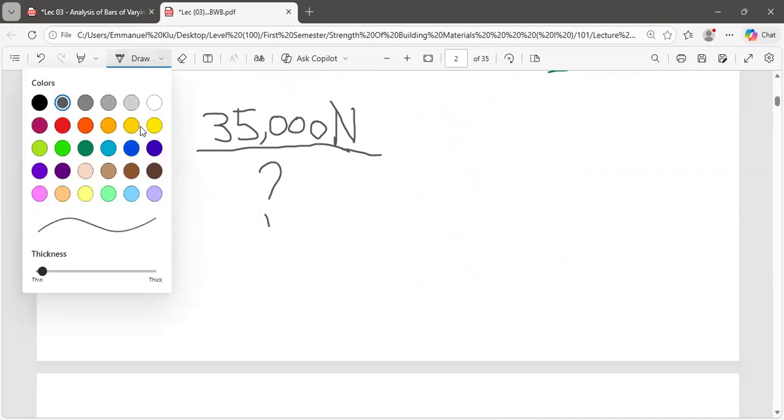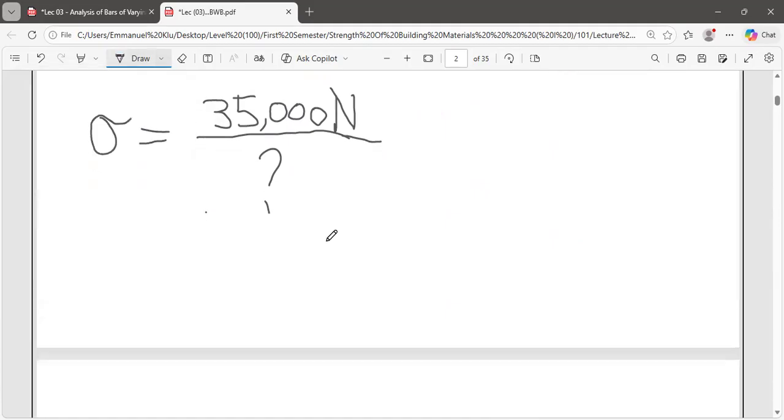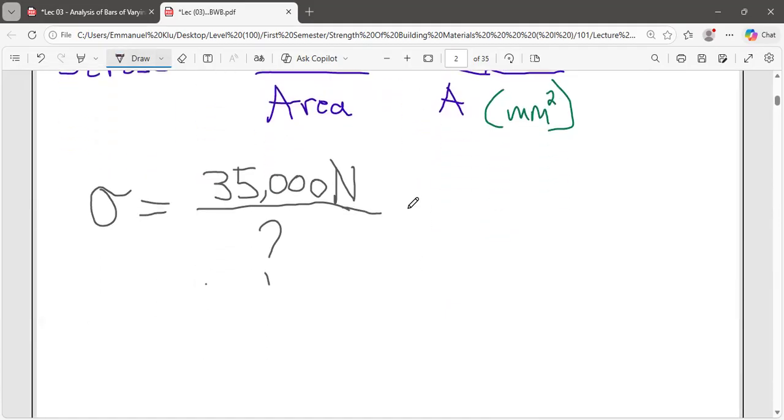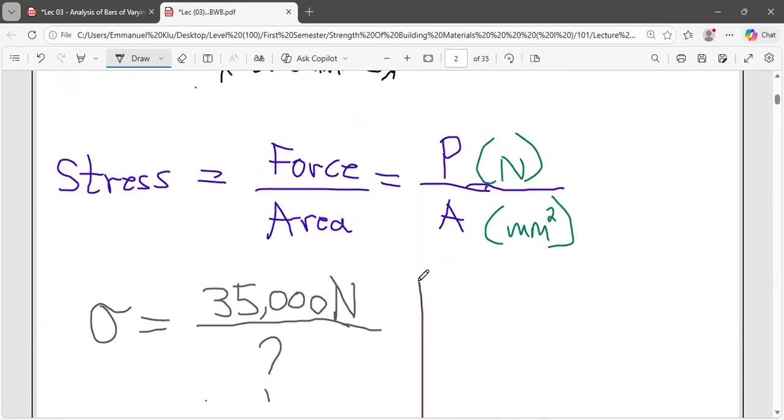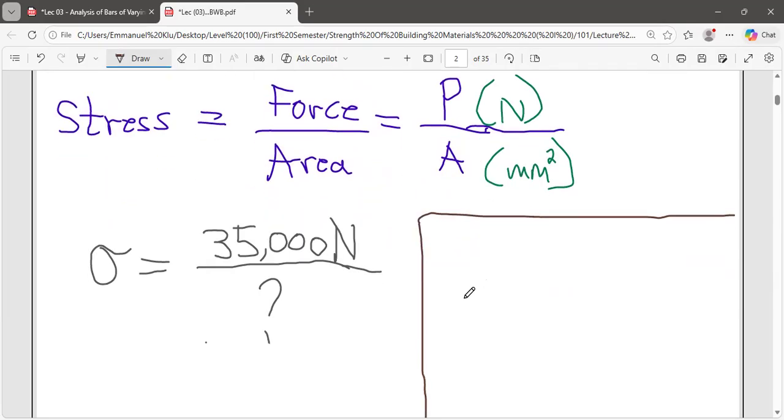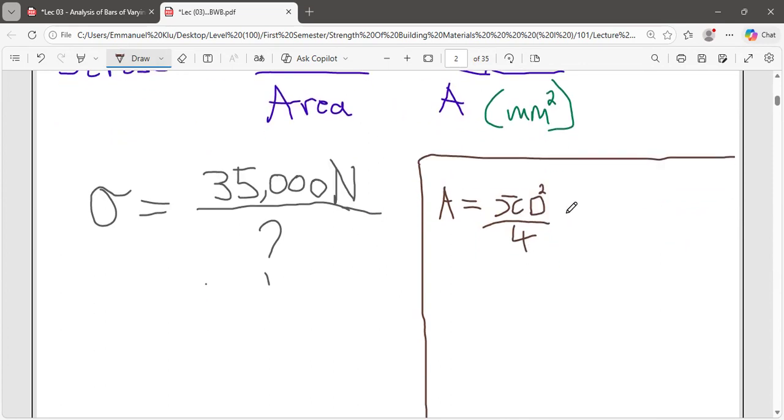We can draw a very small bar over here and calculate the area in this small box. What is the formula for the area? We know that the area is equal to pi d squared over 4. Not just any d, it is the original, the outer diameter, so we write it as capital D. So pi D squared over 4. At the end of the day, this is going to give us the area. So what pi are we adopting in this case?